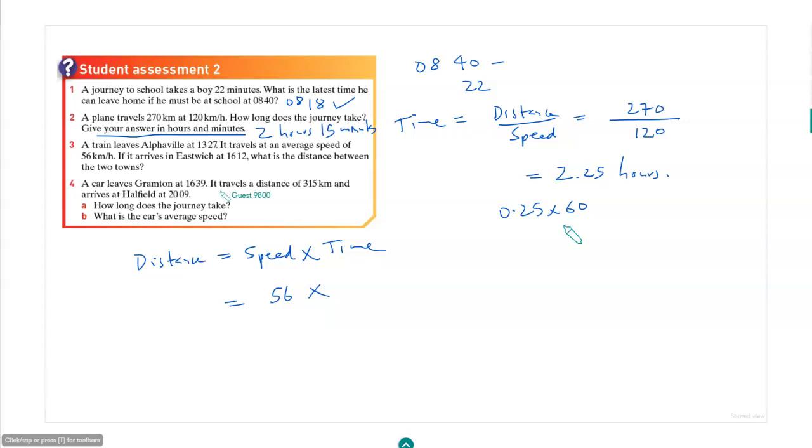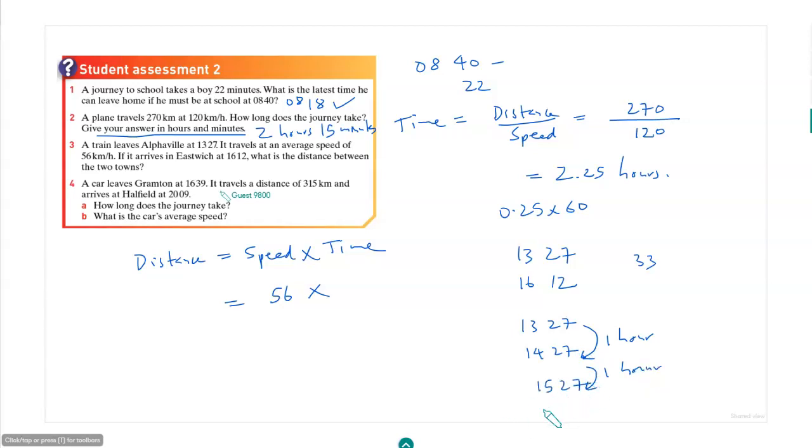In hours, yes. So it leaves at 13:27 and arrives at Eastwich at 16:12. So how many minutes is that? Sorry, 15 minutes. See, you shouldn't just subtract like this. Time calculations are not like number calculations. So imagine 13:27. 1 hour after 13:27 will be how much? After 1 hour it will be 14:27. So after 1 more hour it will be 15:27, right?